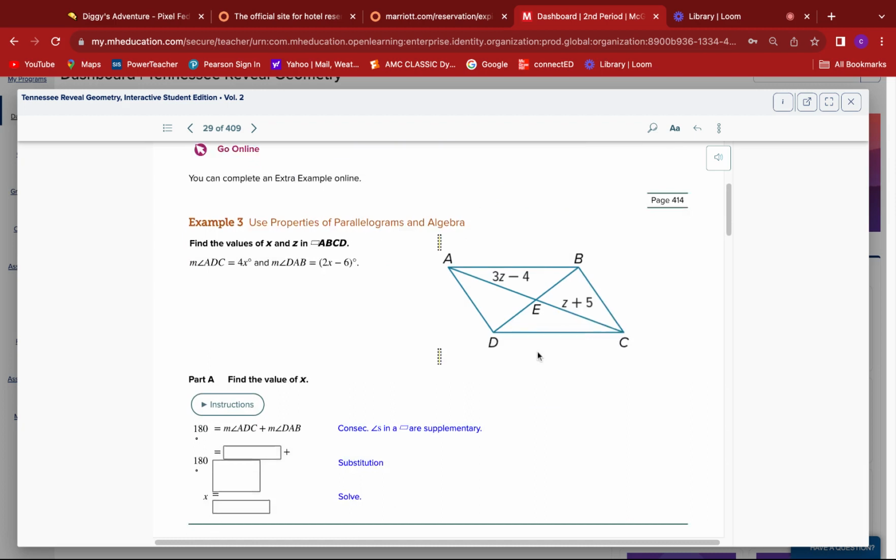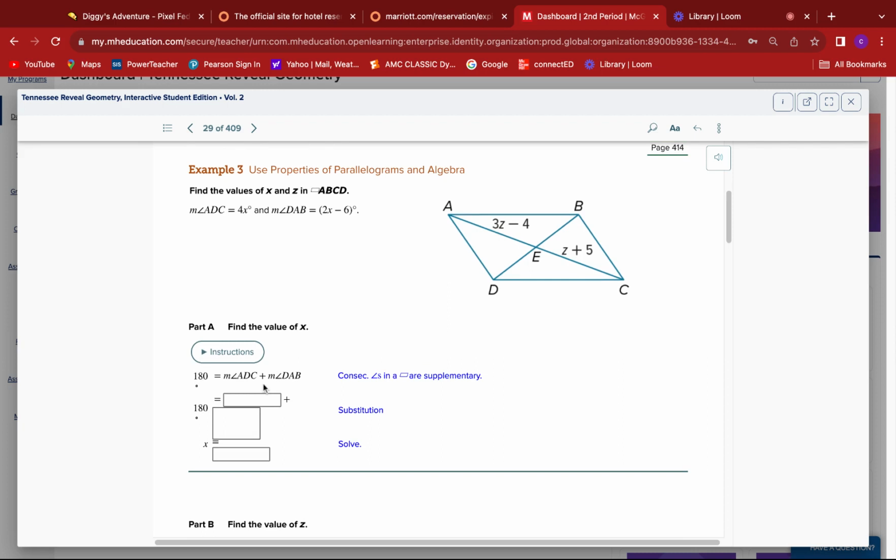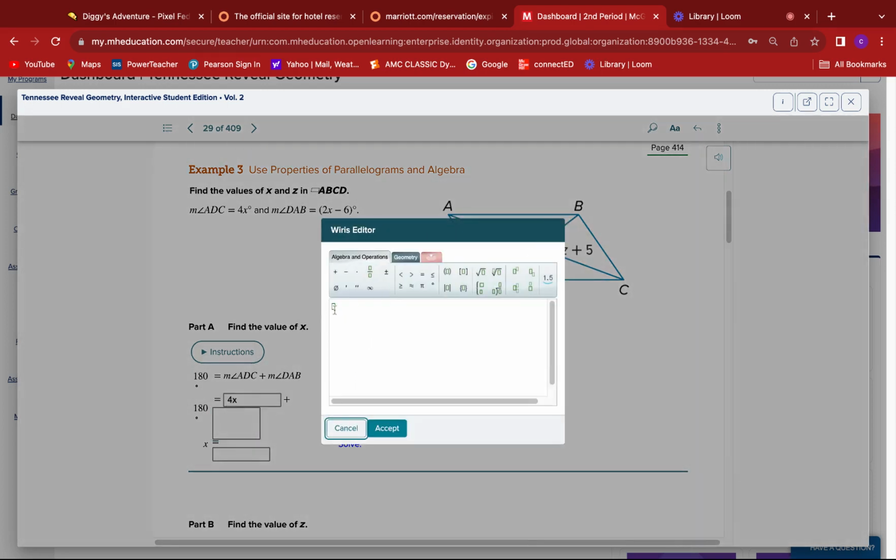All right, let's see what they're going to have us do here. All right, got to find the value of X and Z of this parallelogram. And it says ADC, which is this big angle D, not the little bitty sections, but the entire thing, is 4X. DAB is 2X minus 6. Okay, well, the rule says that these 2 angles are supplementary. And what that means is they add up to be 180. So it's going to be 180 equals these 2 added together. So I'm going to put 4x plus the 2x minus 6. Oh, come on. Why do we want me to do that? It doesn't make any sense. Fine.